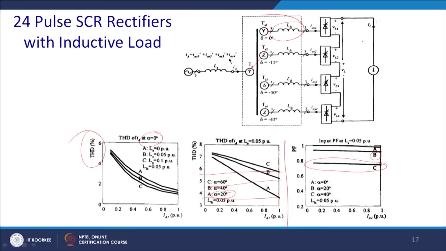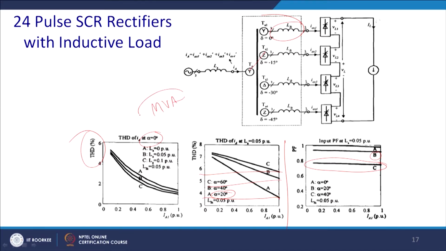For lower ratings, up to 3 kilowatt, we generally prefer a single phase system. We have discussed the problems of the single phase system: THD, power quality and other issues. Now for a 3-phase system at the level of MVA, you will go for this multi-pulse converter, since the power handling capability of thyristors is quite large and it can handle this power. So you will have this entity built from thyristors.